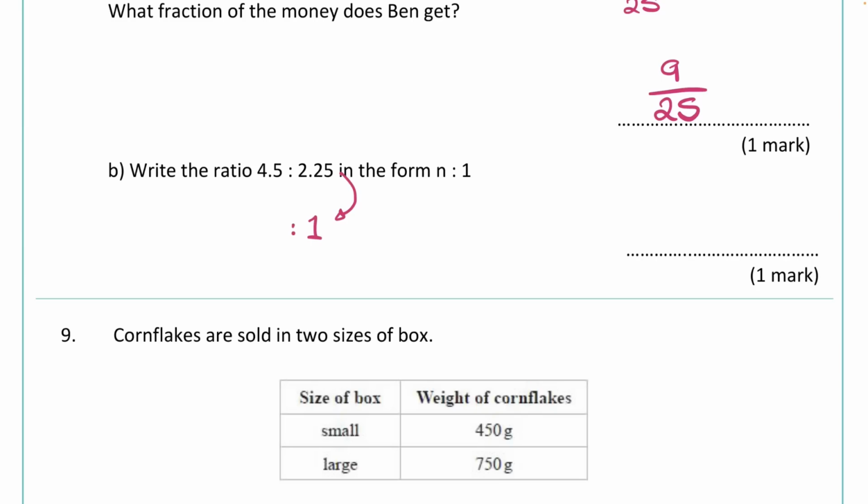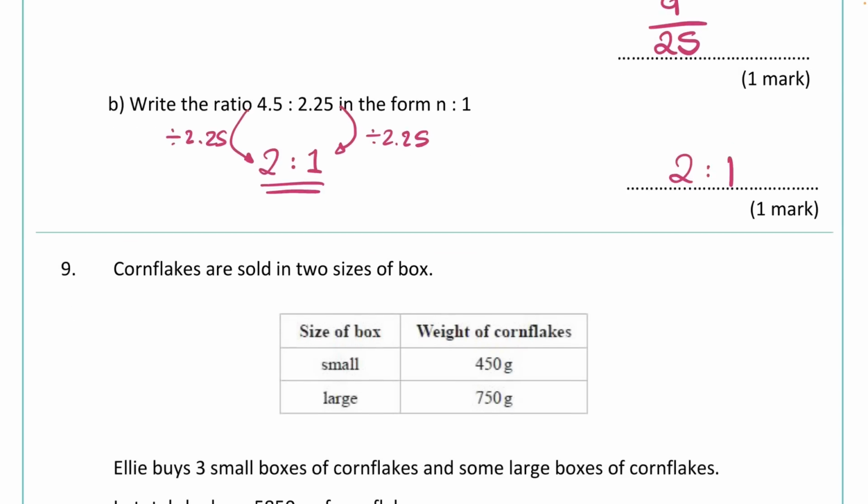In this case, the 1 is on the right, so we're going to divide by 2.25, and whatever we do to the right-hand side of a ratio, we will again do to the left-hand side. So 4.5 divided by 2.25 gives us the answer 2, and there we go, our ratio in the form n/1 is 2:1. So just a little bit of a knowledge-based question there really, thinking about what you divide by to get the answer 1, and that's just dividing by itself.